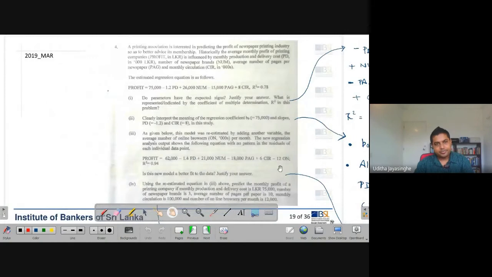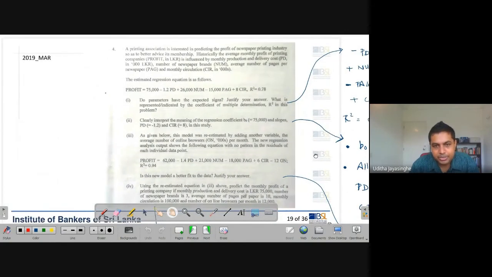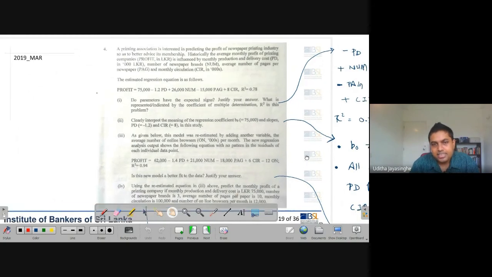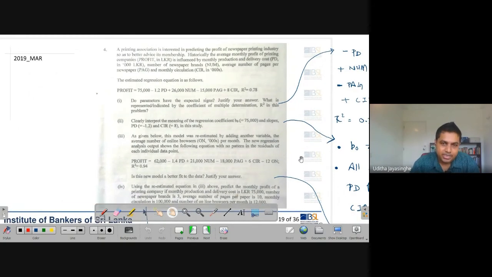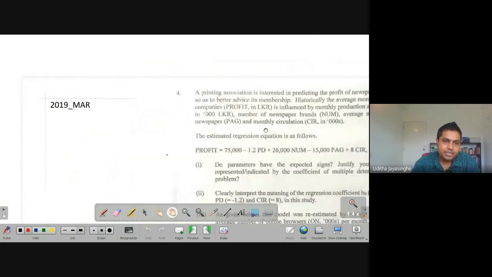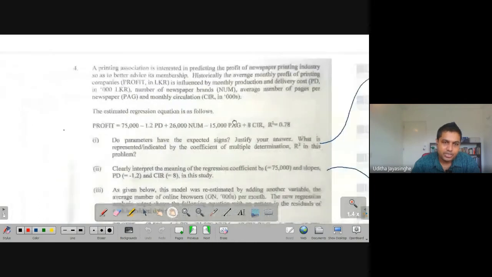All right. Now this is one of the questions. There are many questions in this style that I'm going to discuss in detail, and the rest I will leave up to you, but I'll share the answers. This is a multiple linear regression instance where multiple variables are brought into the picture. 2019 March, question number 4 is the one I'm quoting.